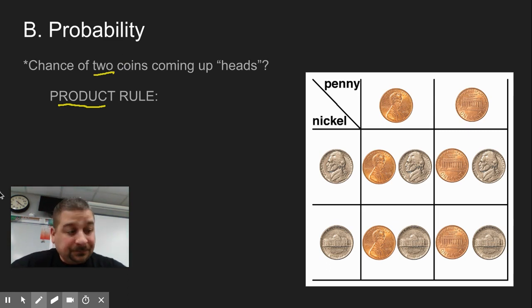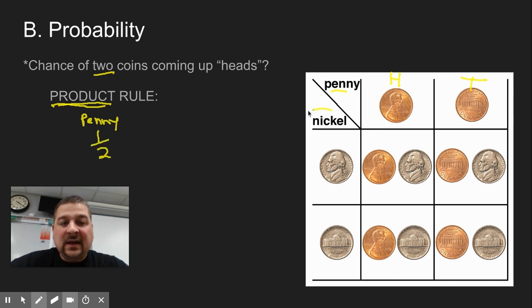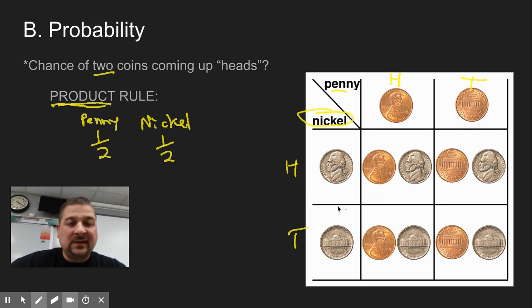When you think of a product, it's something you multiply. Looking at the penny, here's heads, here's tails. When I flip the penny, it has a 50-50 chance of being heads or tails, so a 1/2 chance. The nickel is the same thing, a 50-50 chance. Now look at all the different combinations: heads on both, heads on the penny and tails on the nickel, tails on the penny and heads on the nickel, or both tails.